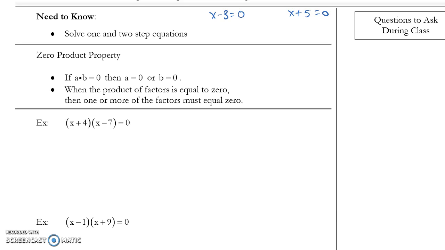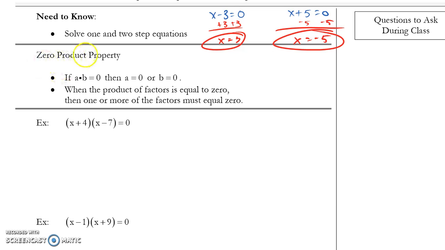And the main thing that we need to know, other than all the skills that we've picked up so far this chapter with factoring, is how to solve one- and two-step equations. Equations like this. If I have x minus 3 equals 0, add 3 to both sides and I get x equals 3. Or if I have x minus 5 equals 0, I subtract 5 from both sides and I get x equals negative 5. If we can do that, along with all of our factoring skills, we can put all these pieces together, tie everything up nicely, and solve quadratics algebraically.